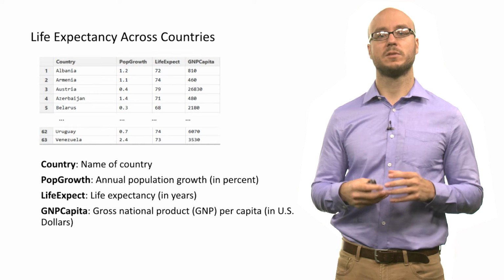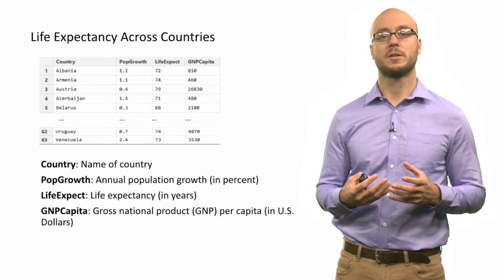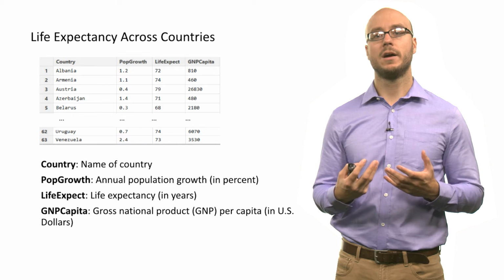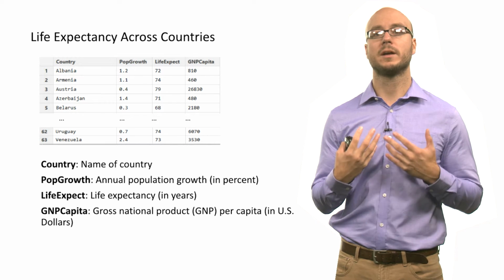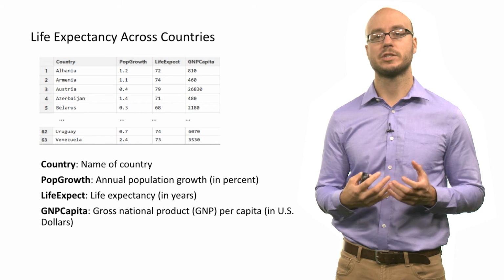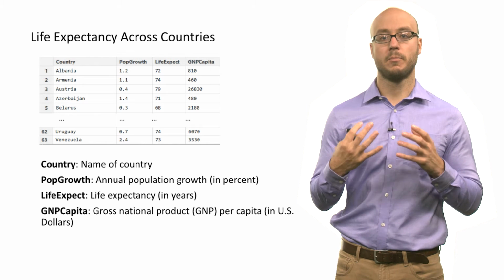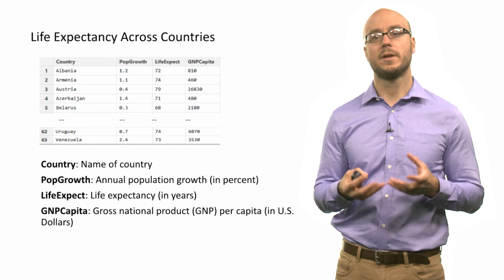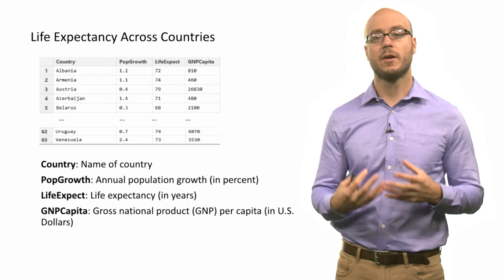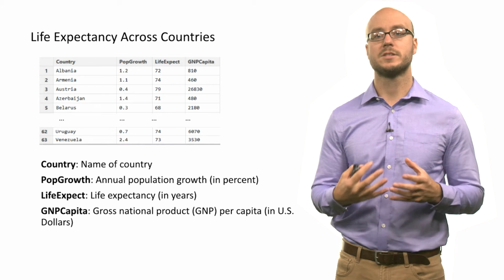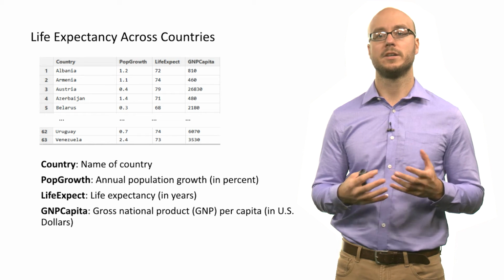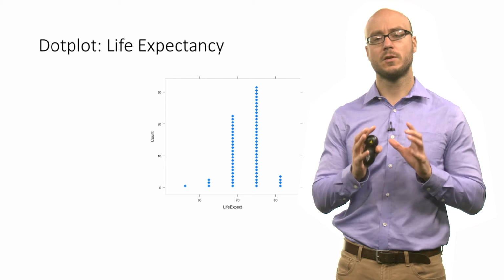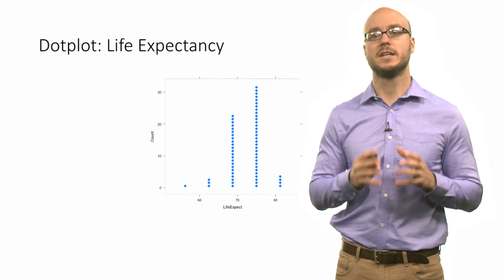And then you have this variable for the gross national product per capita. The gross national product per capita is a measure of the overall economic development for that particular country, especially when you're looking at public health studies. Gross national product per capita, a level of economic development, is often a very important factor in understanding variation in terms of life expectancy and other health outcomes across countries. So let's focus now on life expectancy in particular.